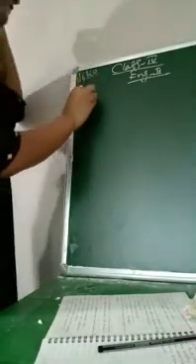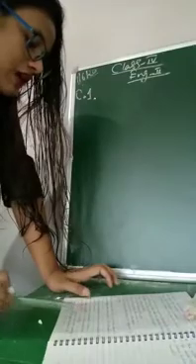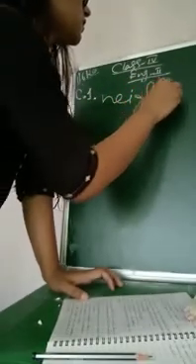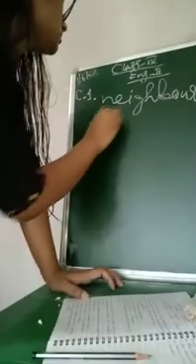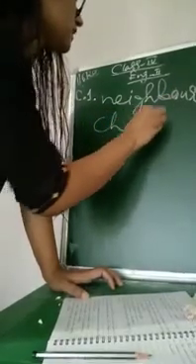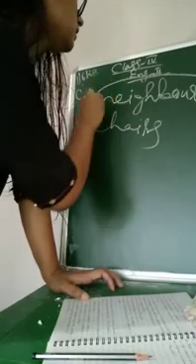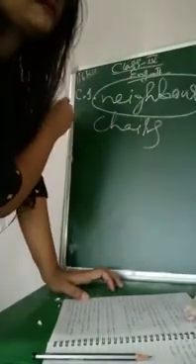Number 1. Look at the sentence: These are our neighbors' chairs. In this, neighbors has an apostrophe, so neighbors' chairs. So this is a possessive noun, because there is an apostrophe.